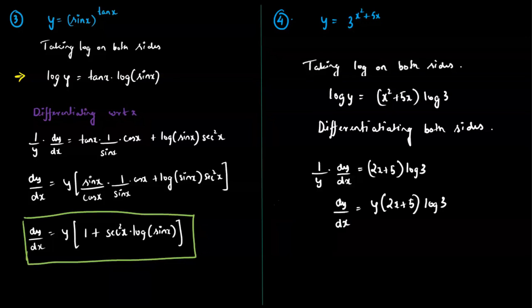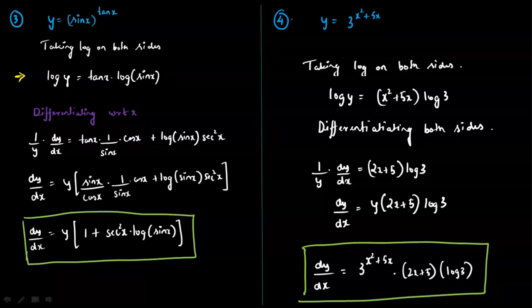Next, you can transfer y to the other side. So it is going to be y multiplied by 2x plus y multiplied by log 3. Now, what is the value of y? You already know the value of y. You plug in the value and you should be getting the answer. The y value is already given. It is 3 raised to the power of x square plus 5x, and you can write it over here.